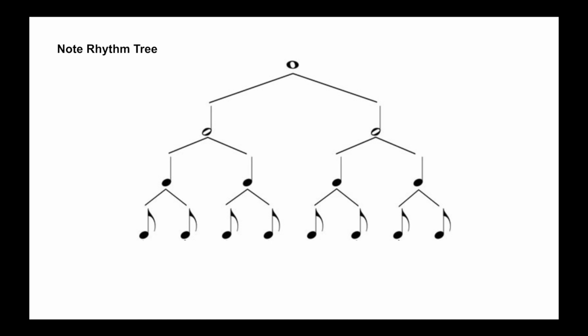Back at our rhythm tree, you can see that a quarter note can be divided into two eighth notes. There are 8 eighth notes in a whole note.